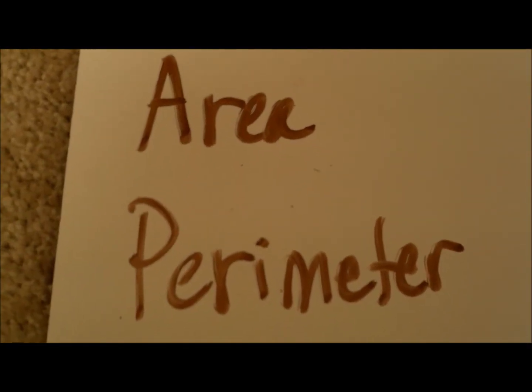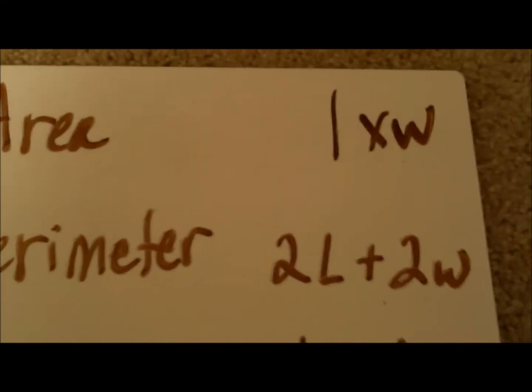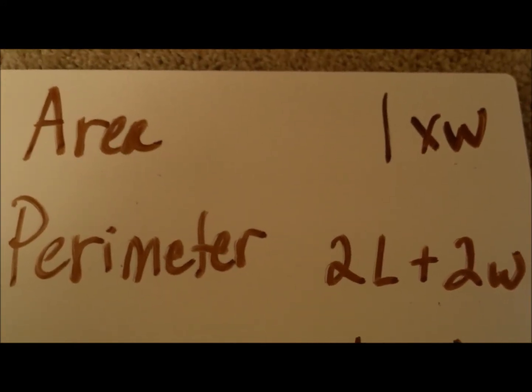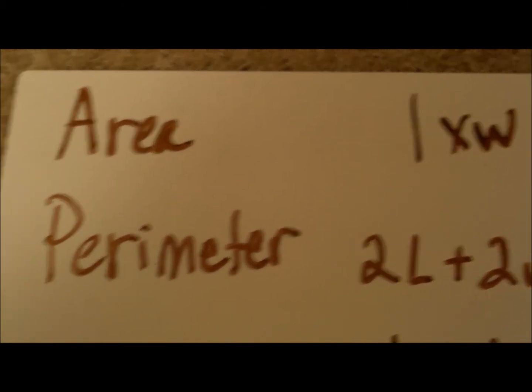Today we're reviewing area and perimeter. The formula for area is length times width. The formula for perimeter is 2 times the length plus 2 times the width.